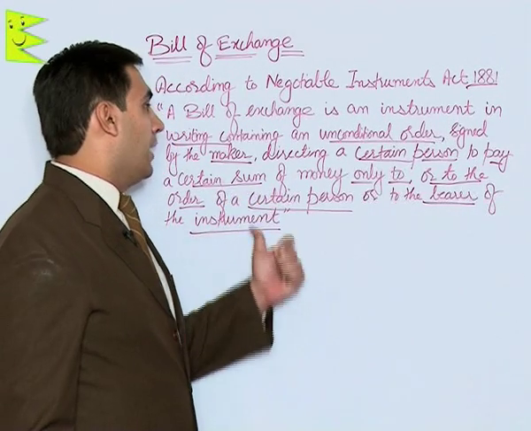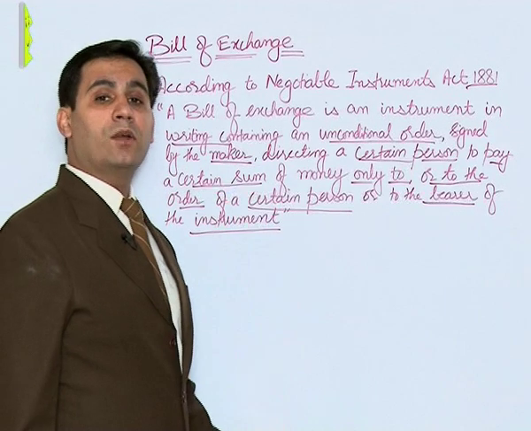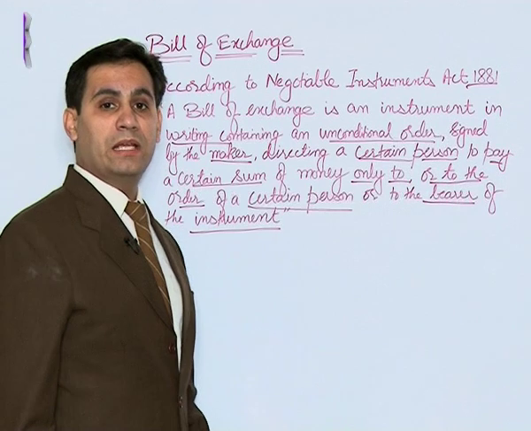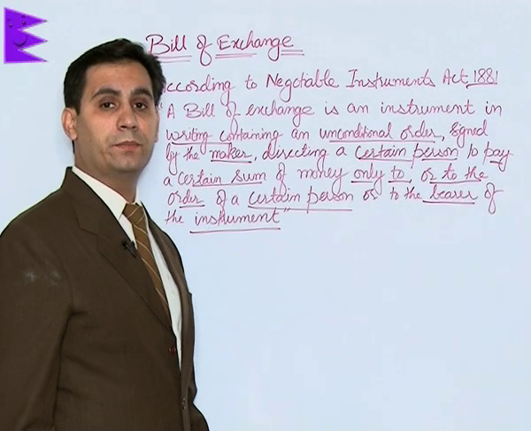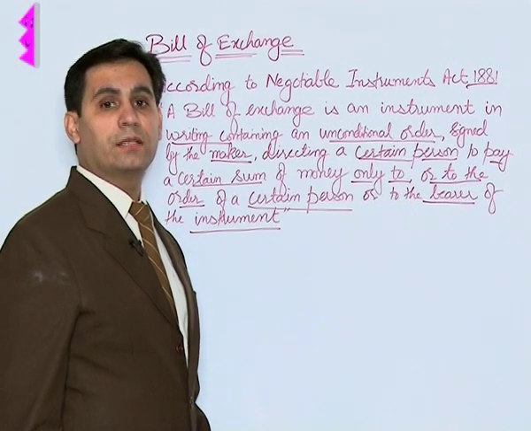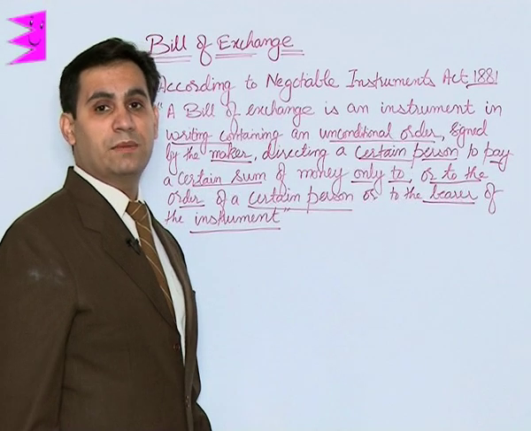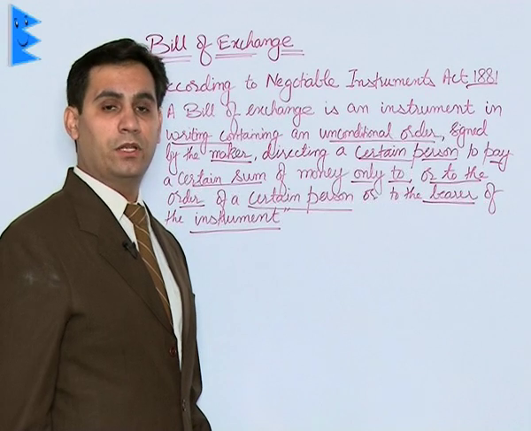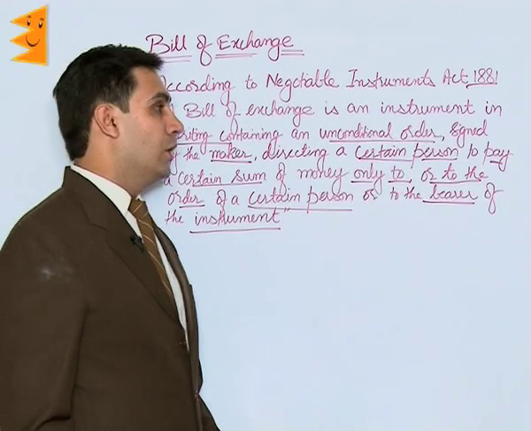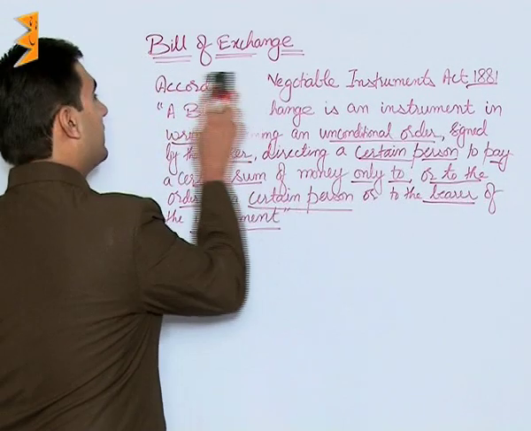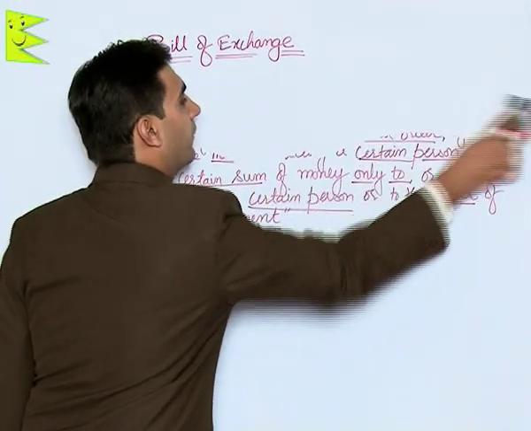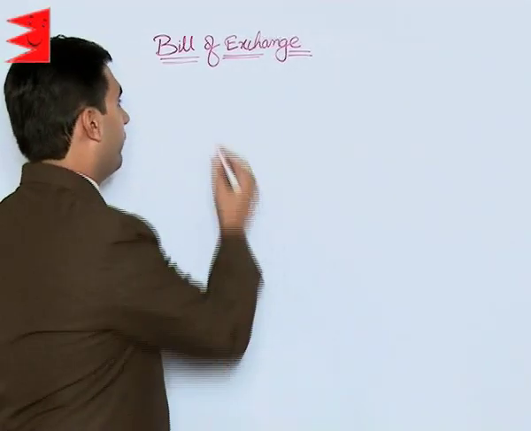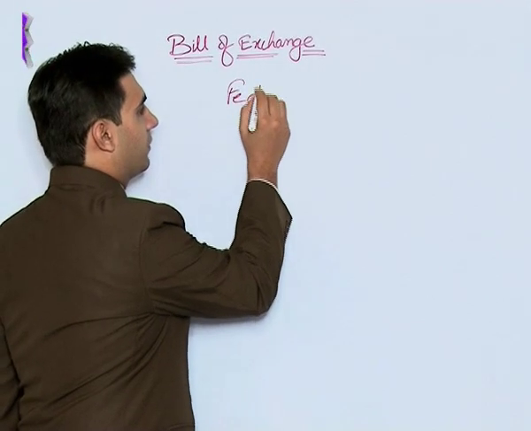Now students, it means that it is an order which has been signed by the maker, and in this order the maker is directing a certain person who is his debtor to pay a certain sum of money to him, or to his order, or to the person who is carrying that bill of exchange. So this definition brings us to certain features of a bill of exchange. So what are those features? Let us understand them. Features of bills of exchange.